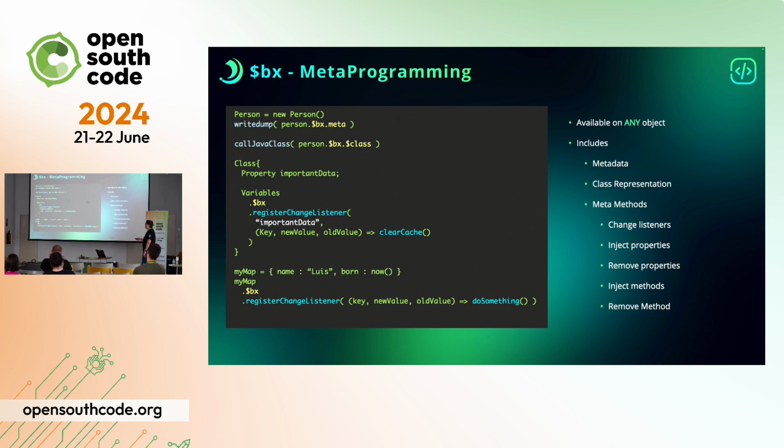You can actually register change listeners. So immediately I create a class here called class with a property called important data. And then, remember, I have access to the scopes. So I say to the scope, variables, bx, I want to register a change listener for this key called important data, and whenever this changes, execute my closure. So right here, basically, I registered the change listener. I'll receive the key, the new value, and the old value. And then, for example, I can say clear the cache whenever these values change. Just like that.